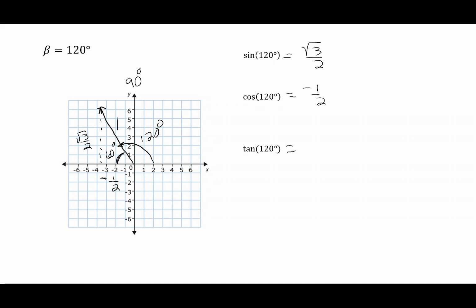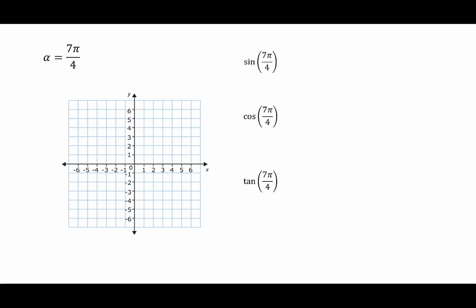And then tangent is sine, square root of 3 over 2, divided by cosine, which is negative 1/2. This tells me I'll have square root of 3 over 2 times negative 2 over 1, which is negative square root of 3.